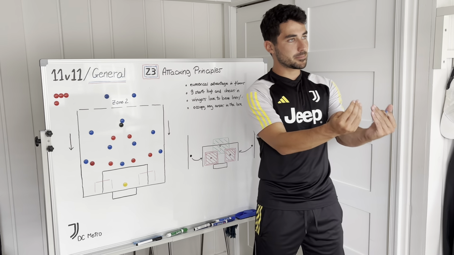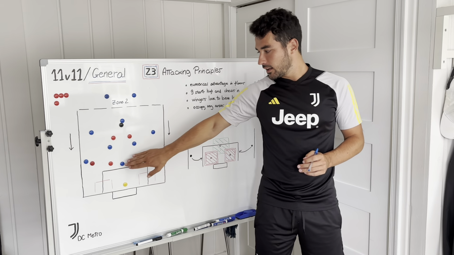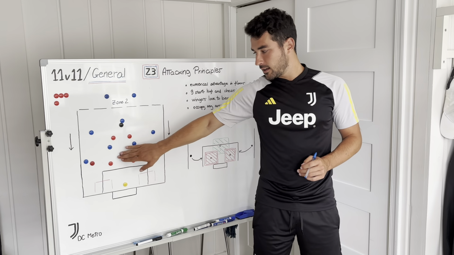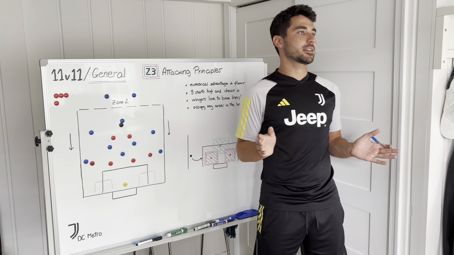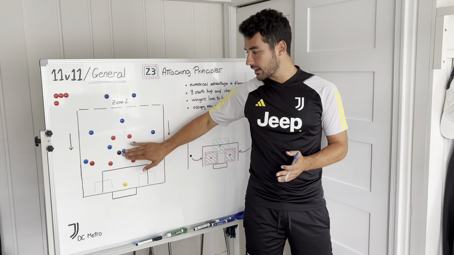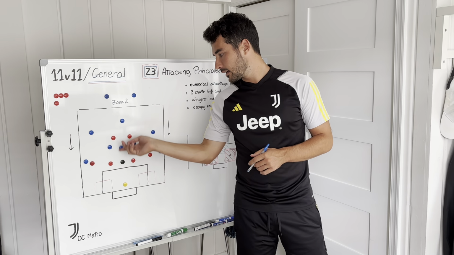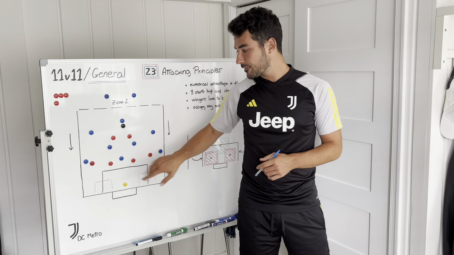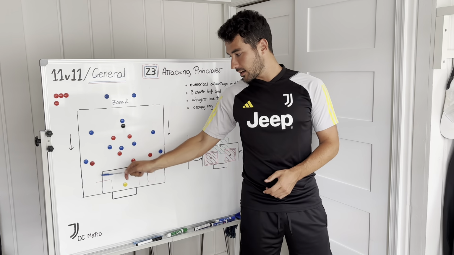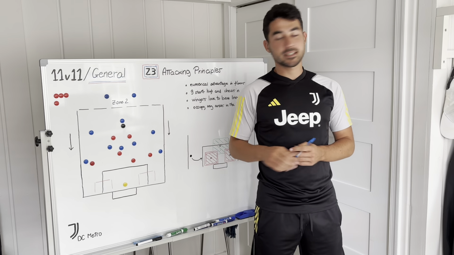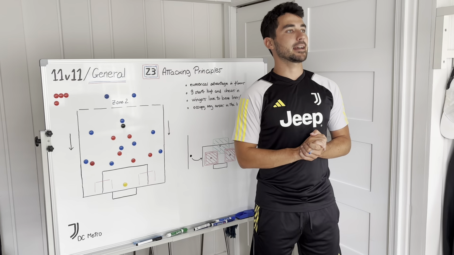And once a space in between the lines is created, we want the number 9 to check in. This is a key movement in our attack. Because if the number 9 checks in and the two center backs don't follow, great. The number 9 can receive, dribble forward, and attack the back four. If one of the two center backs follows the number 9, the number 9 just created this space for our 8 or our 10 to make the run and attack the space in behind.